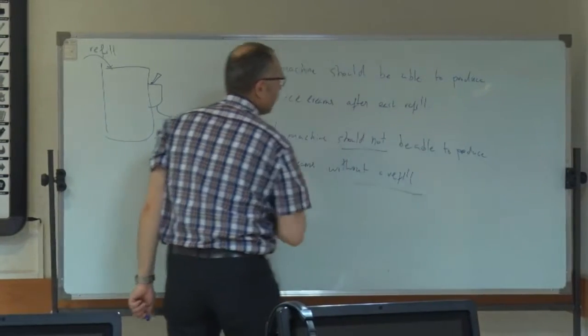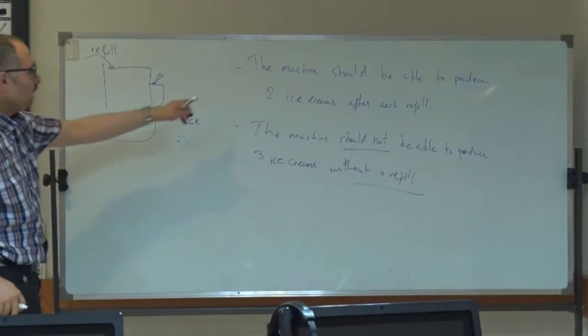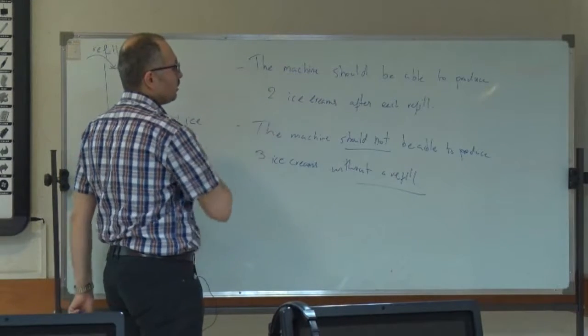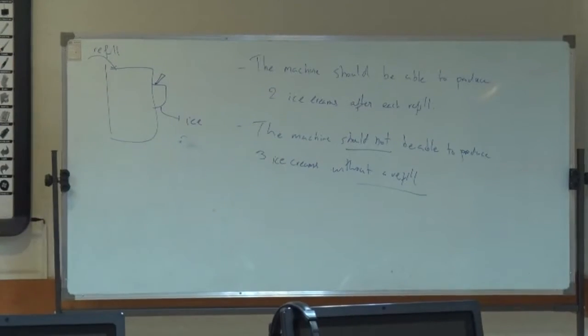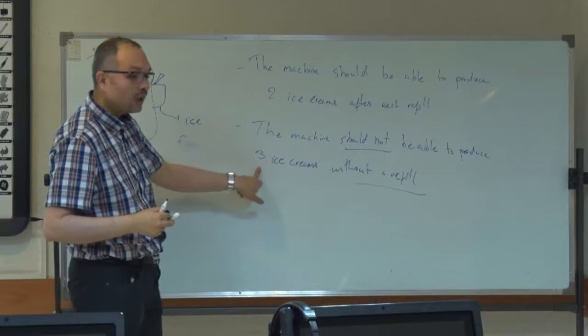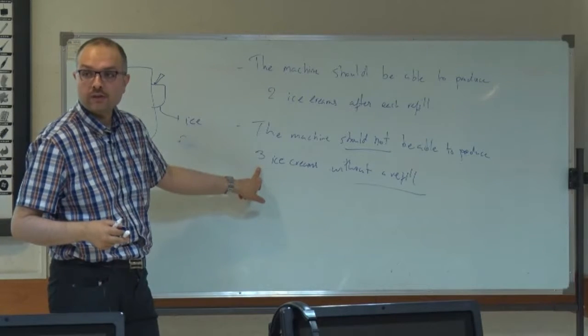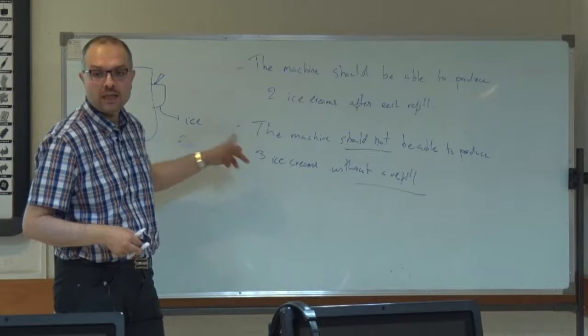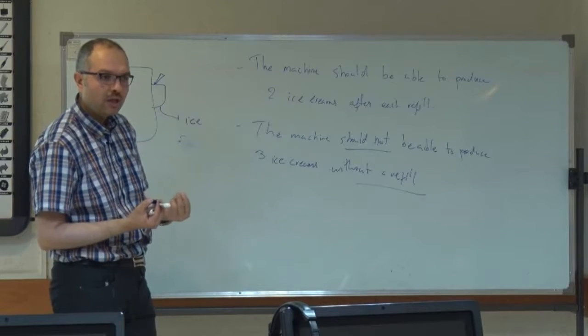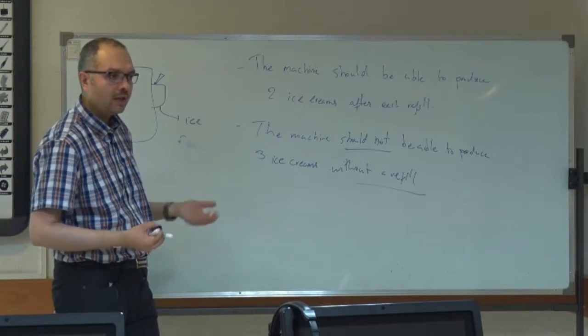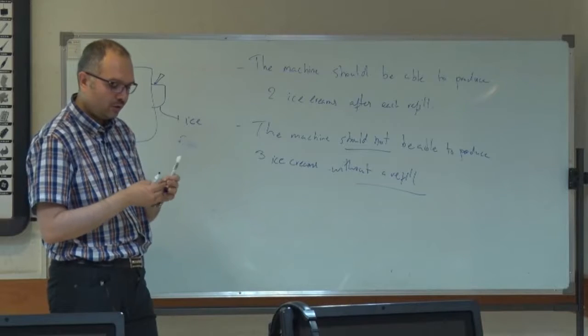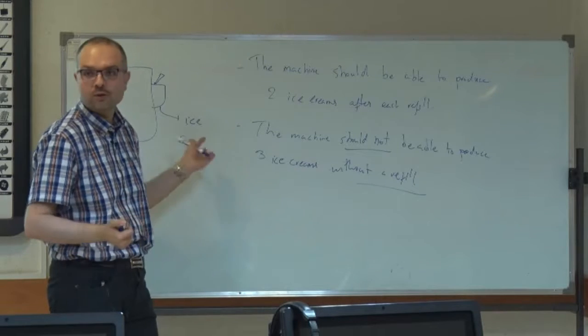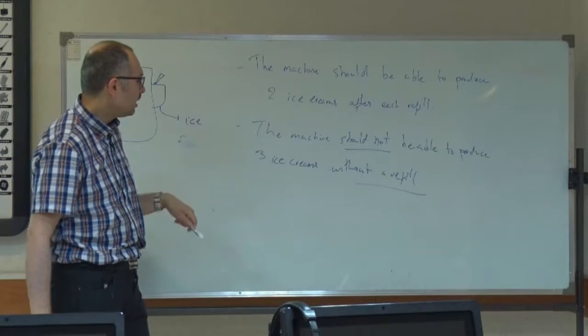So 2 properties. One is that it should be able to produce 2 ice creams in a row without a refill in between. So after you do 1 refill, it should be able to produce at least 2 ice creams. And another property, it should not be able to produce 3 ice creams without a refill in between. Right? So when it's empty, it should not produce less ice cream and give you insufficient or not good quality ice cream, basically, right?